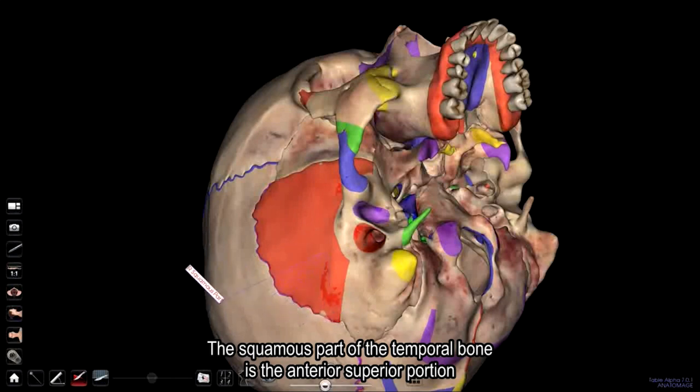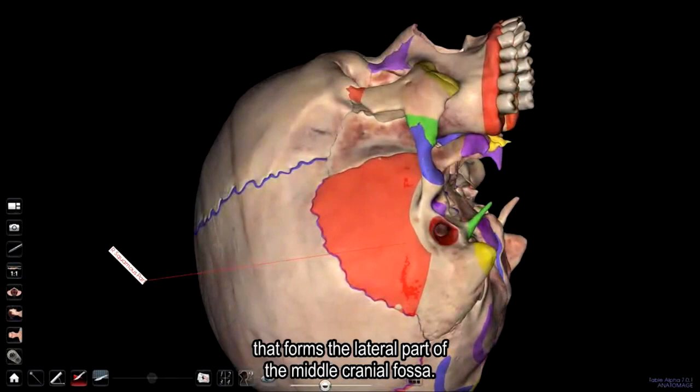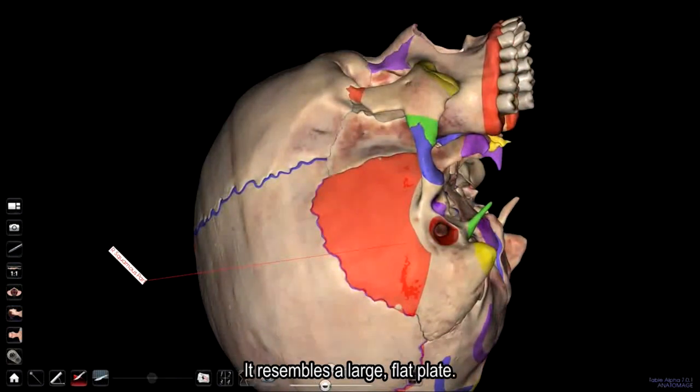The squamous part of the temporal bone is the anterior superior portion of the temporal bone that forms the lateral part of the middle cranial fossa. It resembles a large flat plate.